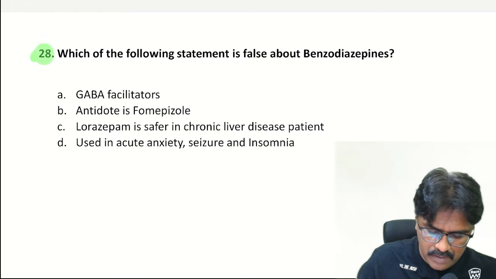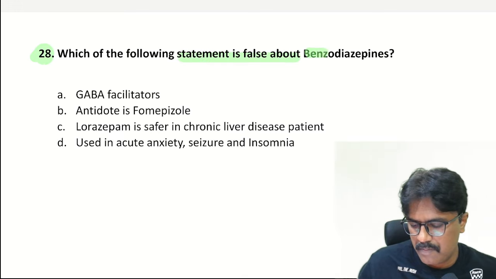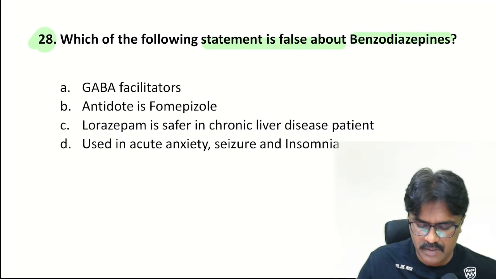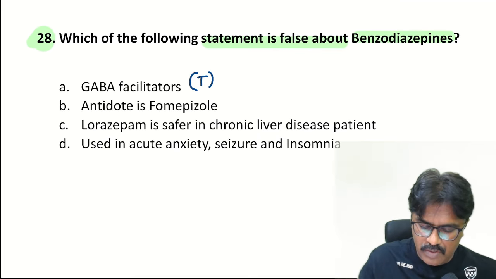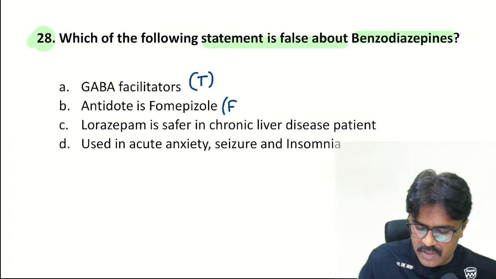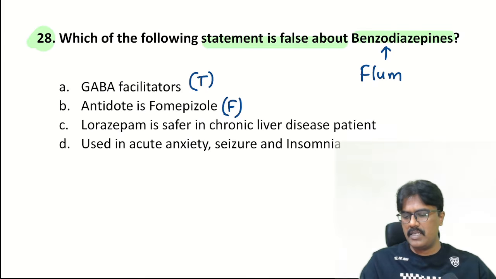Question number 28. Which of the following statements is false about benzodiazepines? These are GABA facilitators, true. The antidote is fomepizole, this is false. The antidote for benzodiazepines is flumazenil.